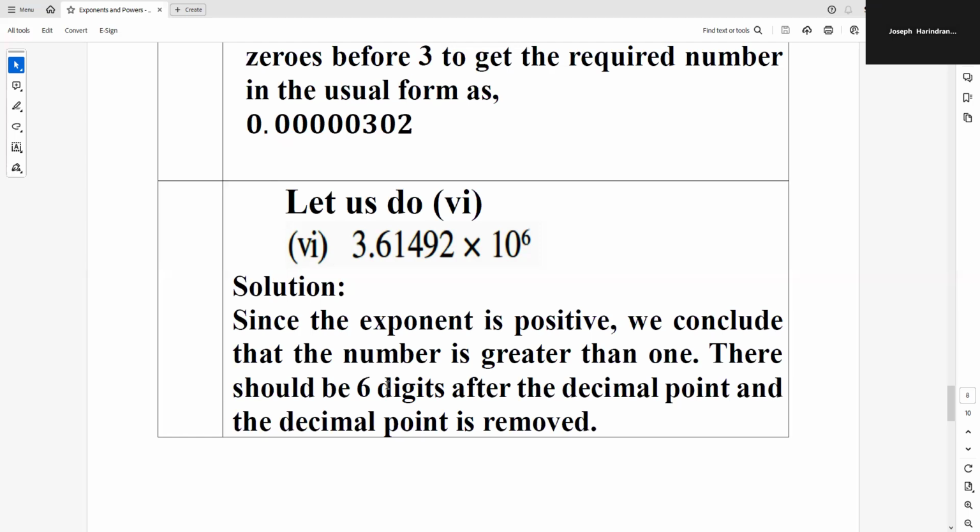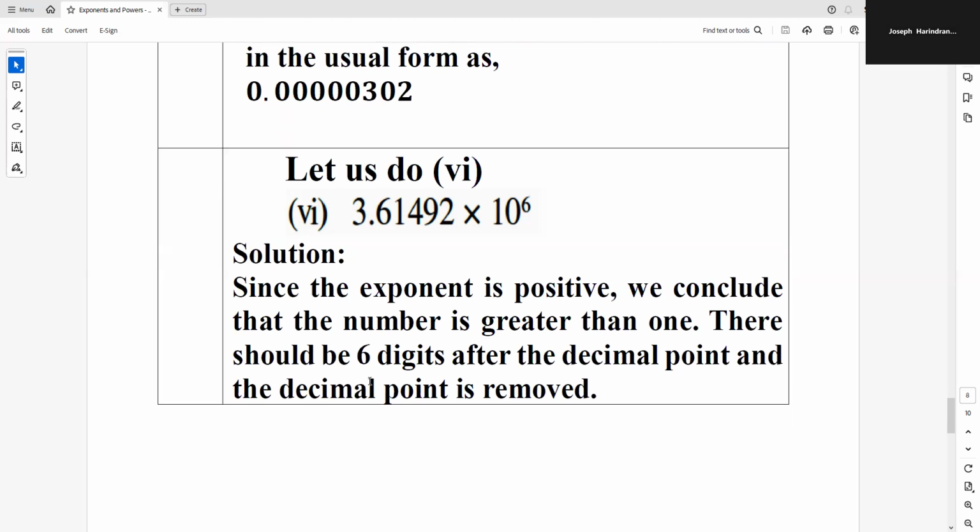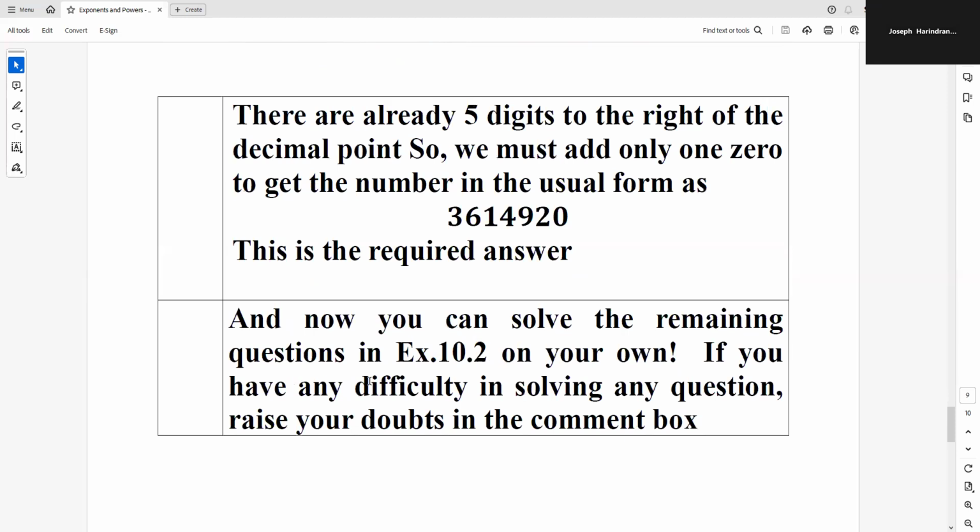So I hope it is clear. Do you have any doubt in this? You must check on this. You may go through this once again. This is the required answer, 361490.